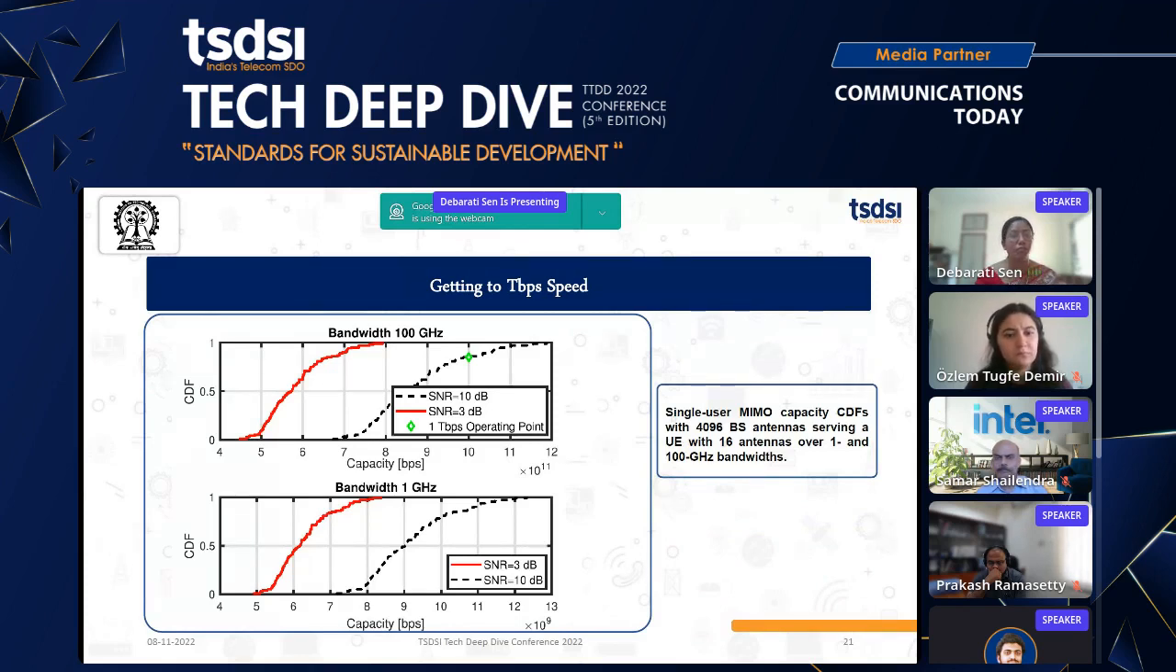This is about terabit per second speed, if we wish to have it with a single user MIMO capacity. This is a drawing of the cumulative distribution function for getting a 1 terabit data rate over the air. And we were trying to understand what is the typical SNR required in order to get such a 1 terabit per second data rate over the air if I am having a single user MIMO capacity. And remember, this experiment was done with 4096 base station antennas. And as we are in the terahertz, we can dream of making such an ultra massive antenna array structure in the terahertz band. See, with a 10 dB SNR, it is possible to at least achieve a 1 terabit per second operating point over the air.